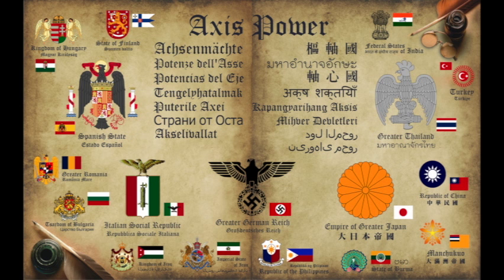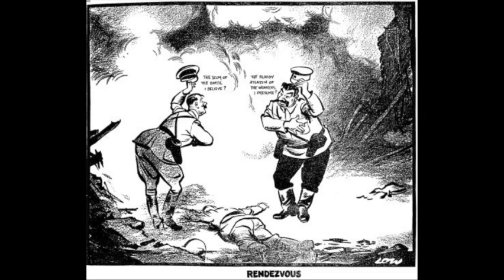The Axis powers, which were Germany, Japan, and Italy, quickly found themselves facing off against England, France, and all of their colonies scattered across the world. Russia had signed a non-aggression pact with Germany, and the USA was practicing isolationism. Both countries later became involved due to the Japanese bombing of Pearl Harbor and the German invasion of Russia.